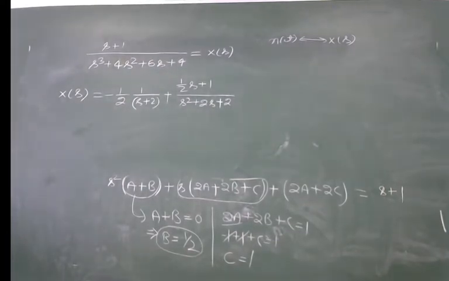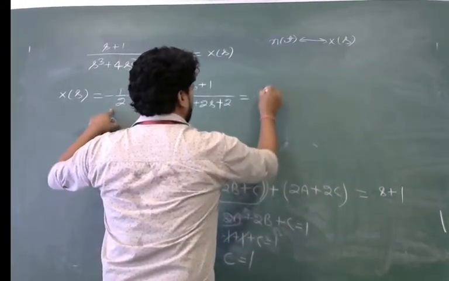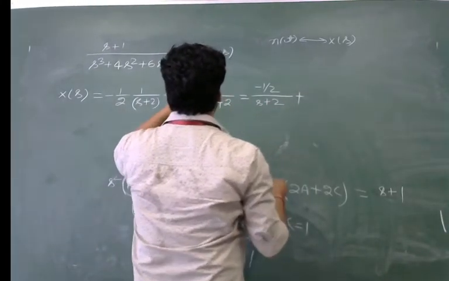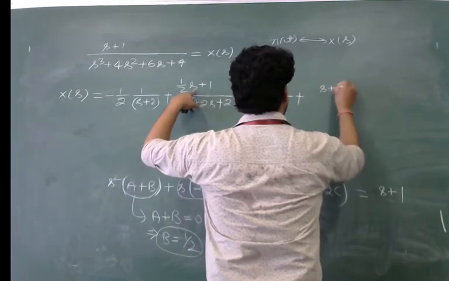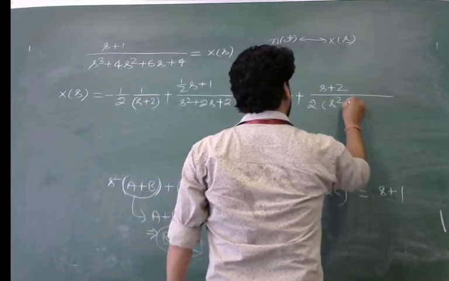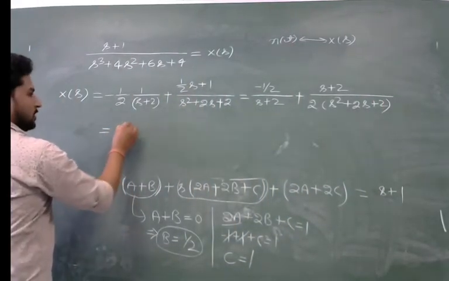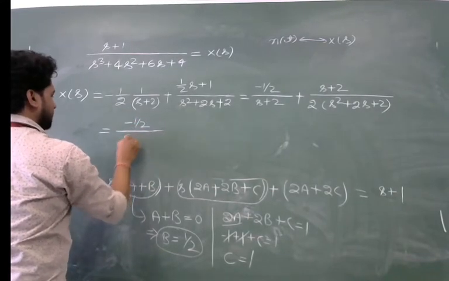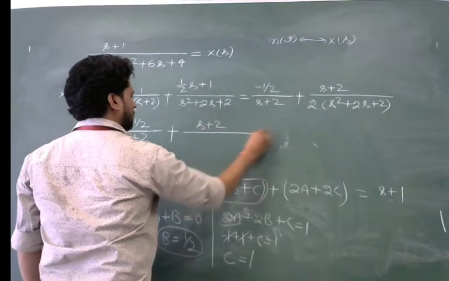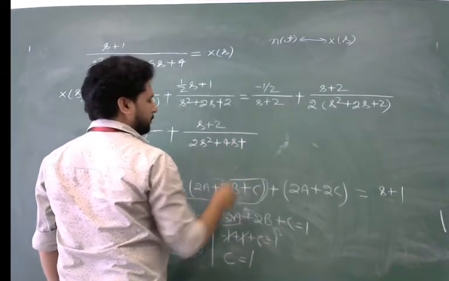So by using this method, we can now convert this: this is equal to minus 1 by 2 upon s plus 2, plus this will become s plus 2 upon 2 into s square plus 2s plus 2, or further this can be simplified as minus 1 by 2 upon s plus 2, plus here it is s plus 2 upon 2s square plus 4s plus 4.